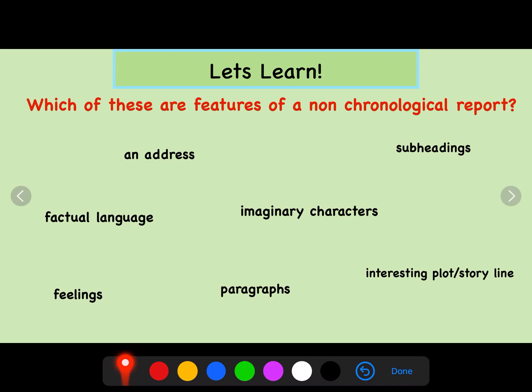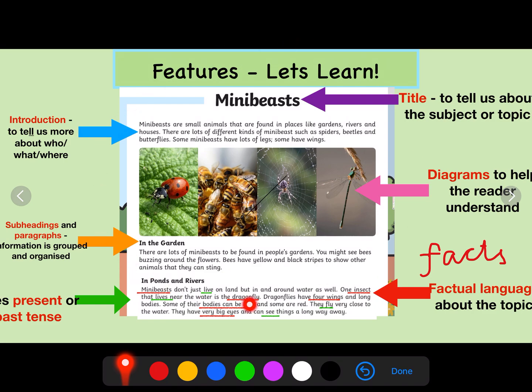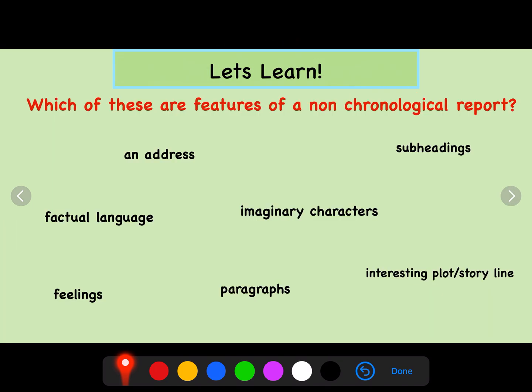Now remember, this is a non-chronological report. It tells us information about something that is real. Pause the video and write down which of these you think you would find in a non-chronological report.